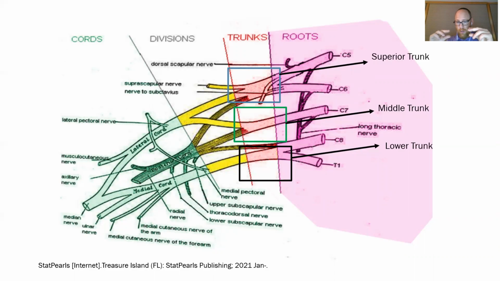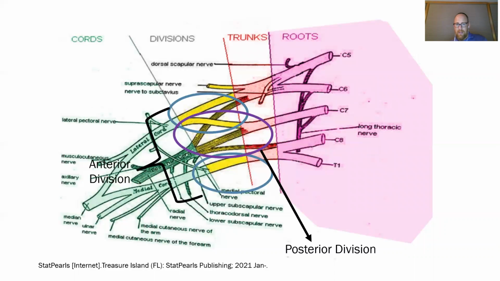C7, middle trunk, C8, T1, lower trunk. Okay, so we have 5 roots, 3 trunks. Now, really important, so we've covered the trunks, okay?